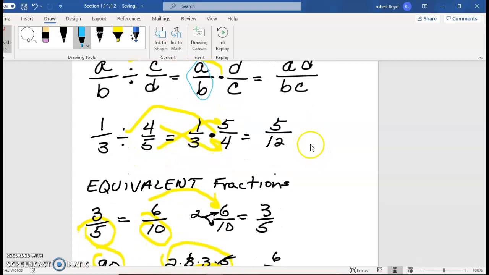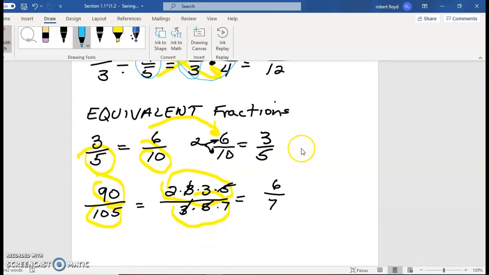So in an example of two fractions, if we have 1/3 divided by 4/5, the 1/3 stays the same. Division goes to multiplication, and the second fraction becomes inverted, 5/4. Now we're back to multiplication, so we can simply multiply the numerators. 1 times 5 is 5. Denominators, 3 times 4 is 12.